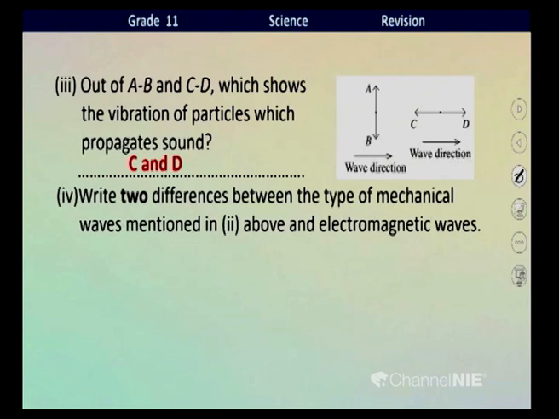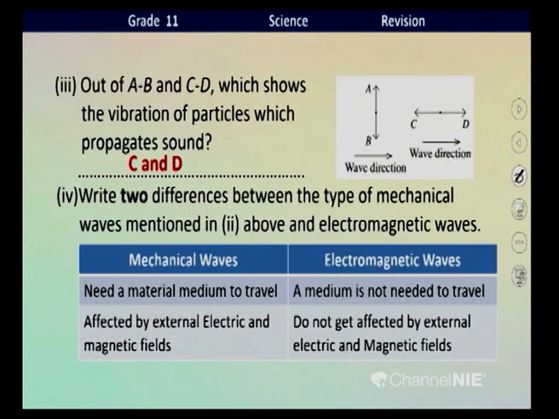Write two differences between the type of mechanical waves mentioned in 2 above and electromagnetic waves. Type of mechanical waves we mentioned in the previous question is water waves. Here you have to write a difference between water waves and the electromagnetic waves. Here are the differences between the mechanical waves and the electromagnetic waves. You can go through them, children. There are some more differences. Here I have used only 2 differences. Right, children? Okay. Then move to the next question.